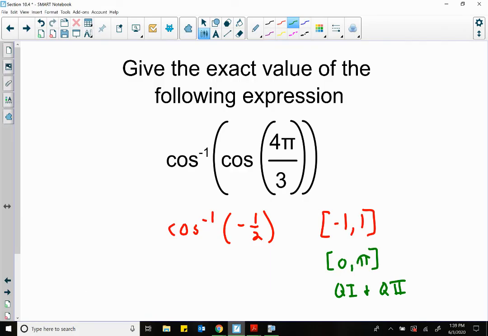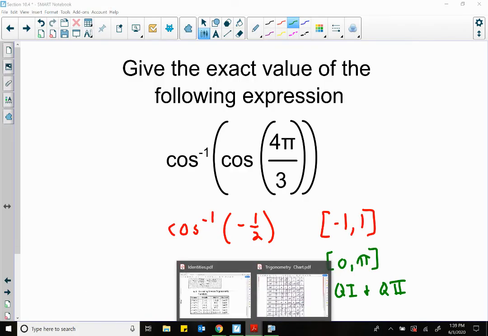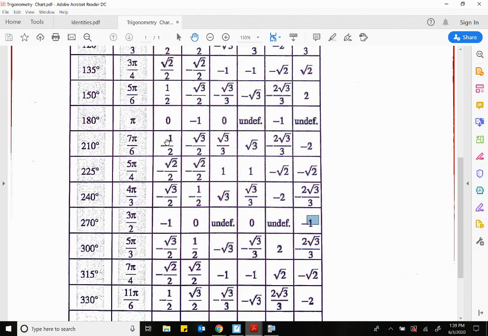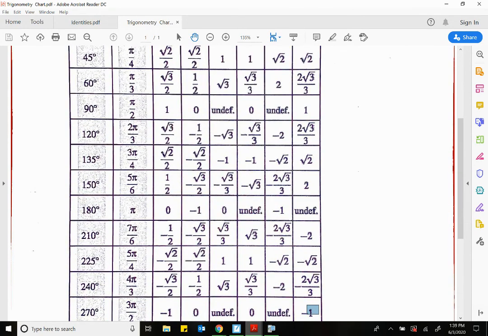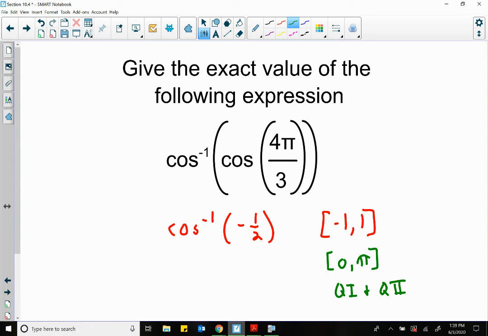Cool. So if you run this, we go look at our chart. Cosine, we're looking for negative 1/2. There's 210. And another negative 1/2. Oh, sorry, wrong column. That was sine. So negative 1/2, 240. And another negative 1/2 is 120. So we now know that theta is equal to 120 degrees and 240 degrees. According to this, throw out the 240.